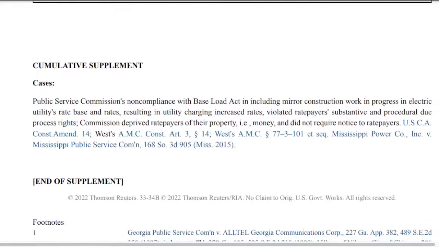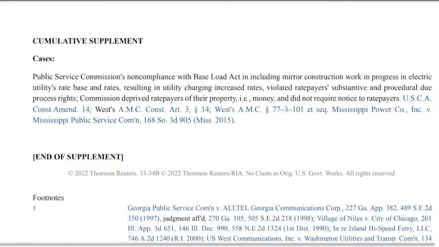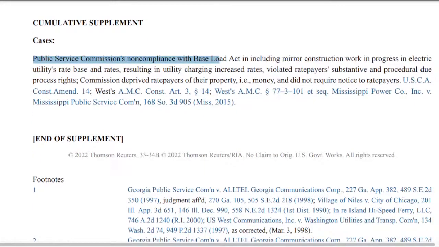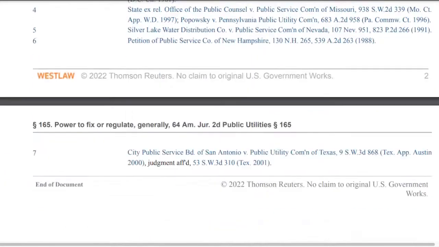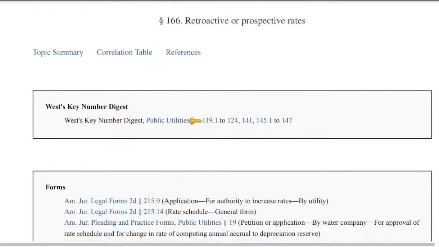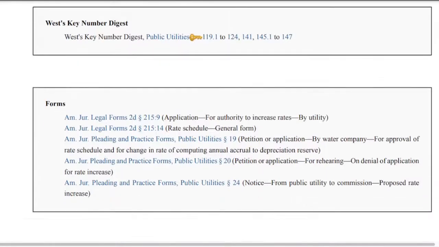Let's continue. Oh, another case. Public Service Commission's non-compliant. Oh, this is what we did read. Beautiful stuff here. USCA Constitutional Amendment 14. Wow. Okay. So good stuff to research on that too. And now we're on to retroactive or prospective rates. Interesting here.